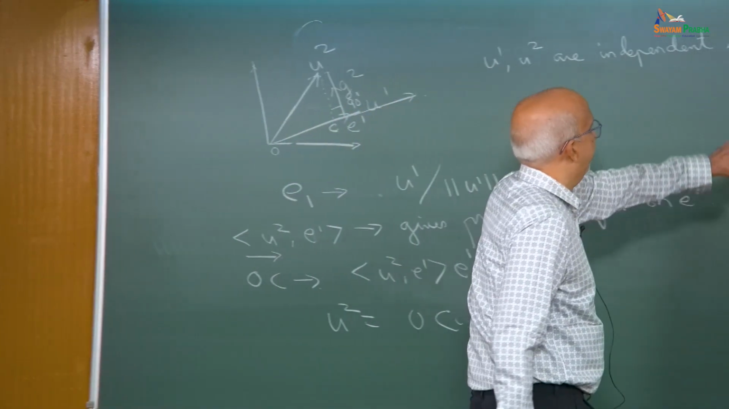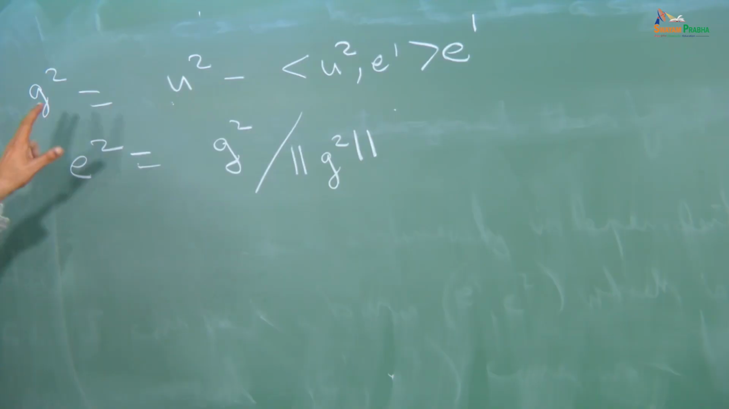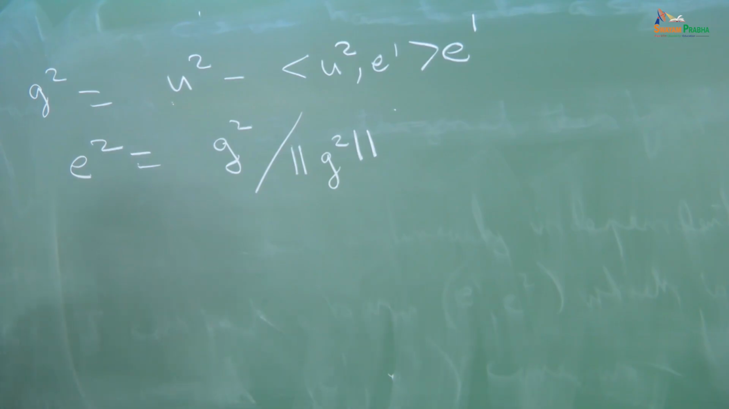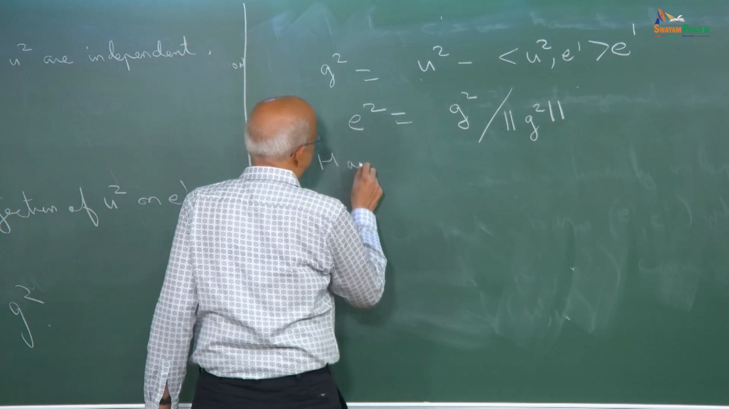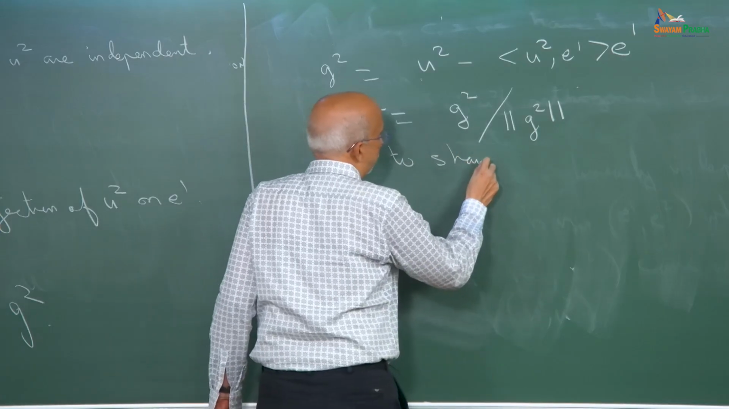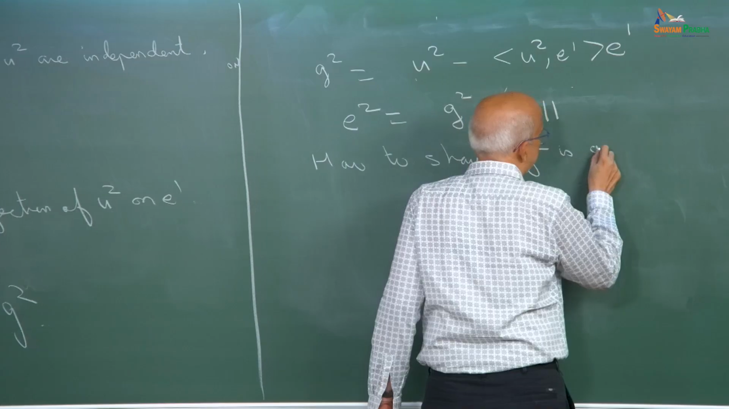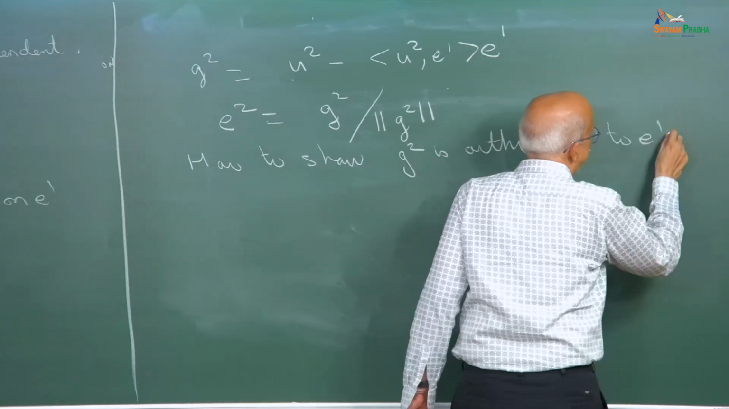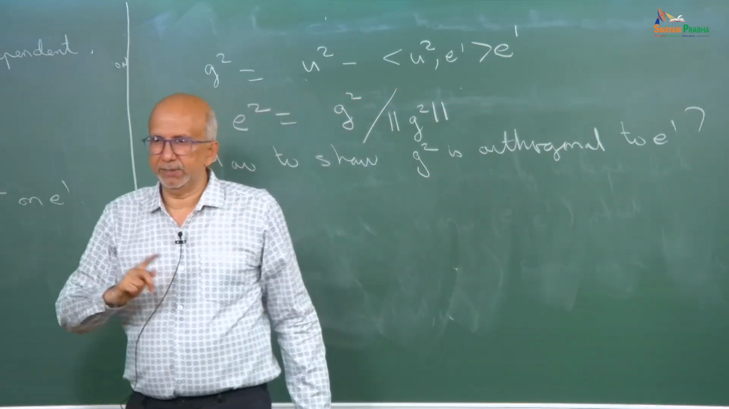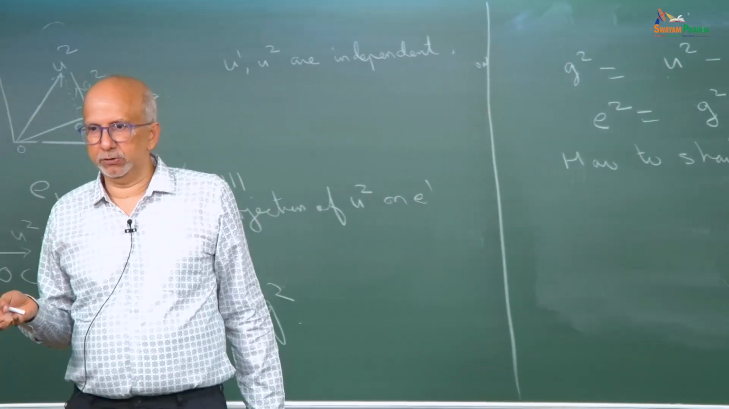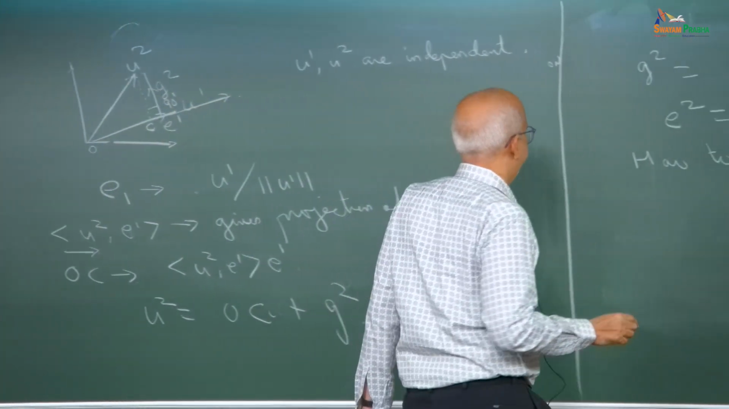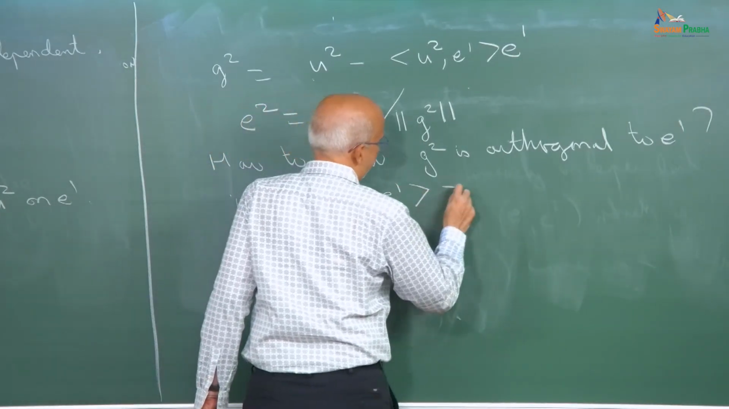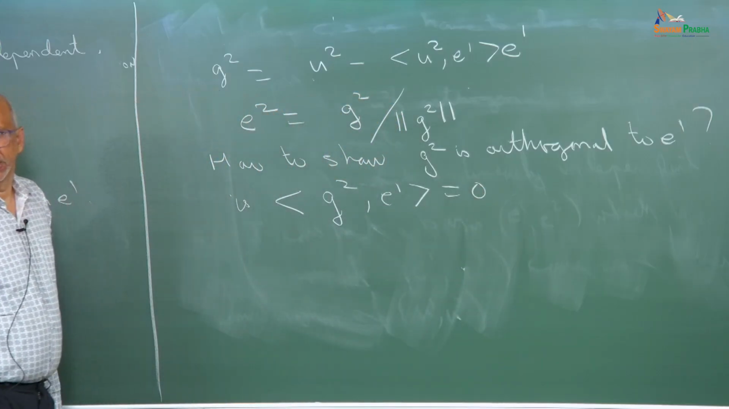How do I show that? If I show G2 is perpendicular to E1, then E2 is also perpendicular because it is in the same direction. How do I show that G2 is orthogonal to E1? You take the inner product of G2 with E1. If it is 0, it is orthogonal. So, is the inner product of G2 with E1 equal to 0? If it is 0, it is orthogonal.